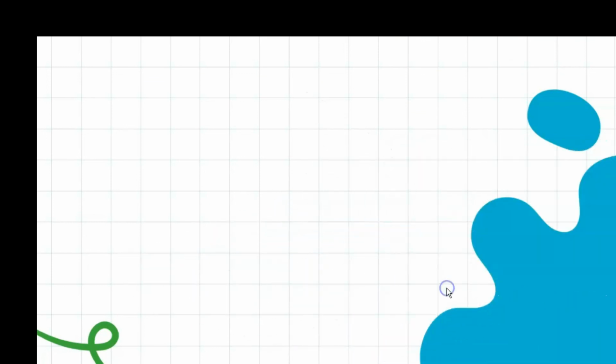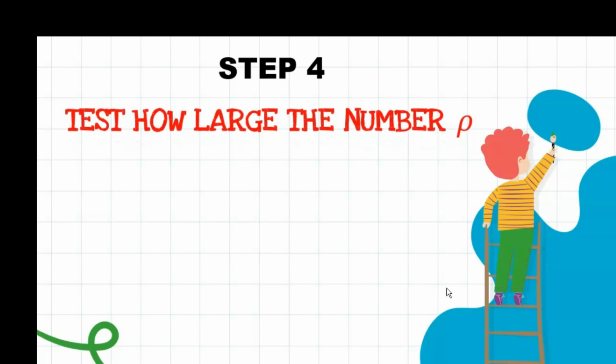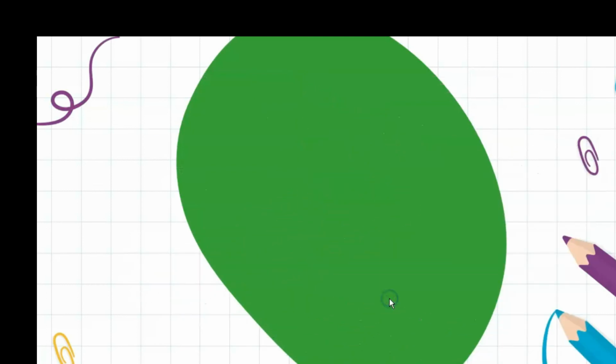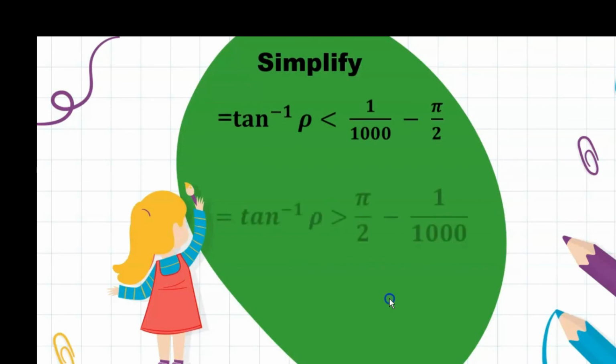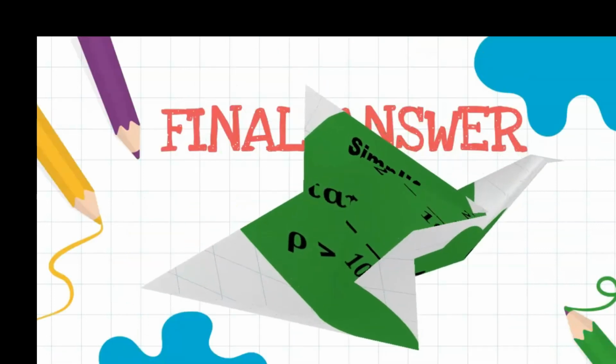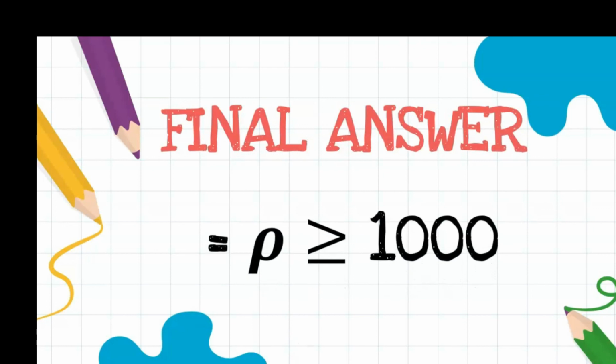After that, we need to test how large the number rho is. We need to substitute the answer into the equation like this, and we need to simplify to get the value of rho. After we simplify, we get rho greater than 999.99. After that, we need to round off the value of rho and get the final answer, rho greater than or equal to 1000. This is the final answer.